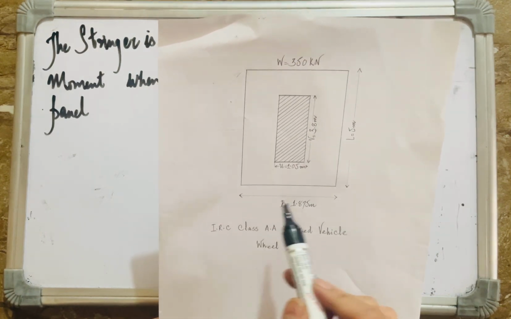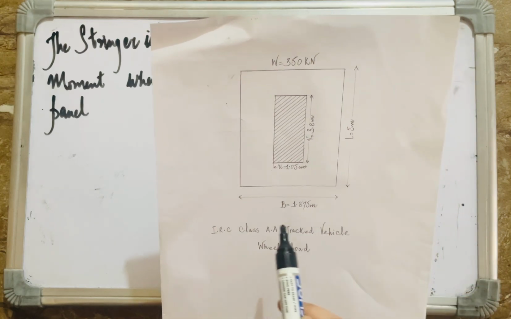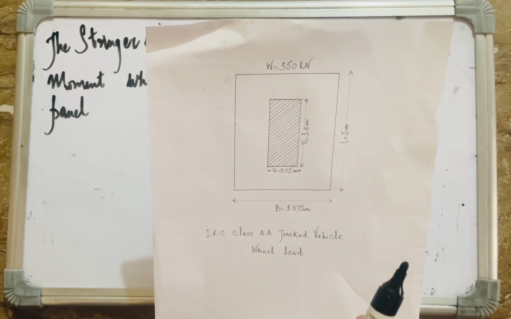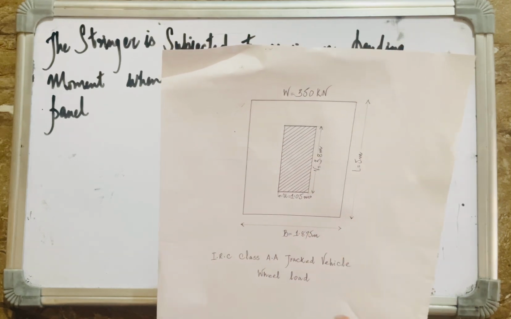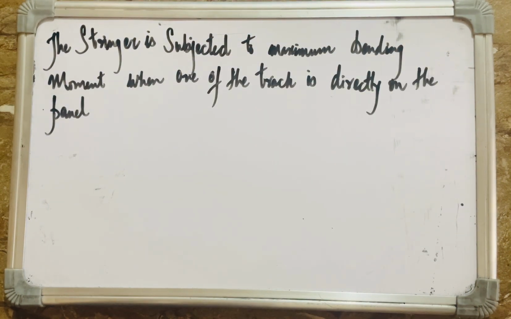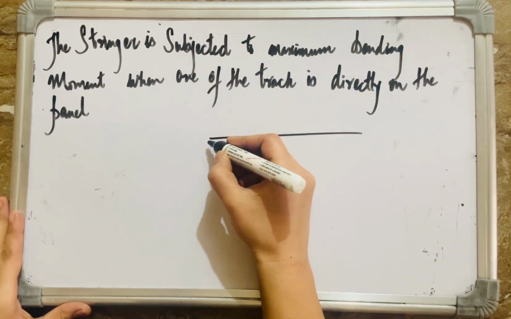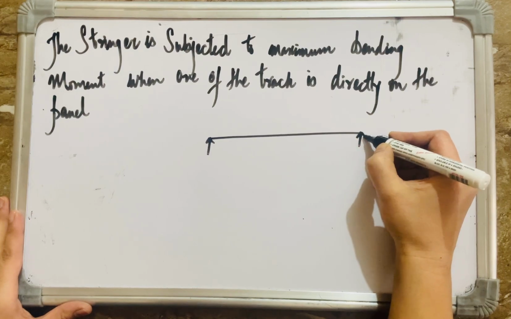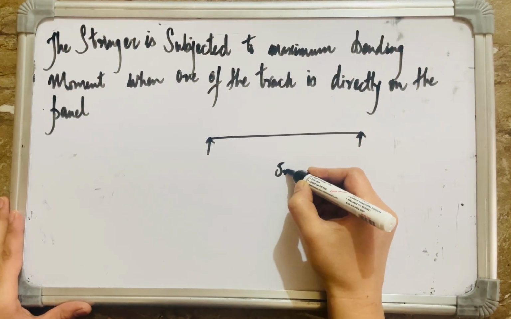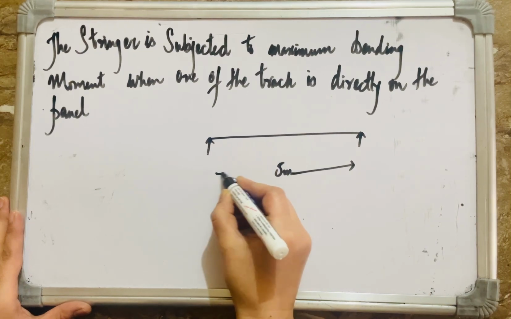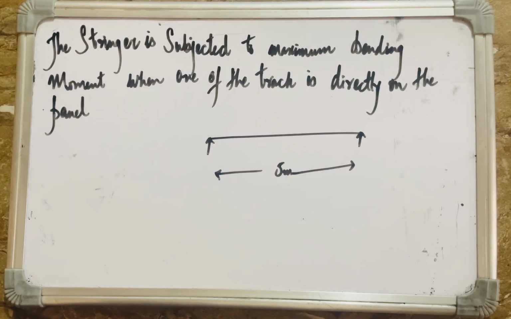This is my panel, 5 meters long, 1.875 meters wide, and the weight is 350 kilonewtons. Now I have to calculate the maximum bending moment and the maximum shear force on my stringer because of the live load, and let me make the diagram first. This is my stringer beam. It is 5 meters long. The stringer is subjected to the maximum bending moment when one of the tracks is directly on the panel.